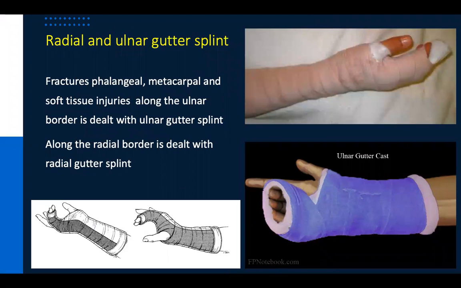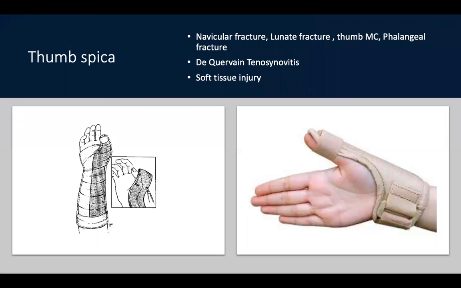And in case of fracture of the phalanges, metacarpals and soft tissue injuries along the ulnar border, it is usually dealt with an ulnar gutter splint when it is undisplaced, and along the radial border, fractures and soft tissue injuries are dealt with the radial gutter splint.